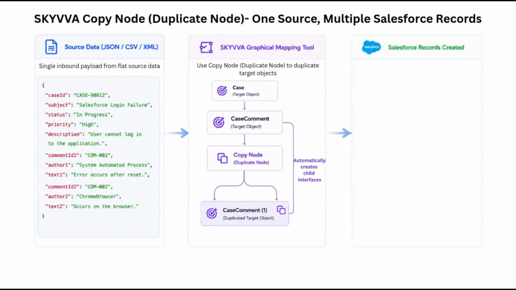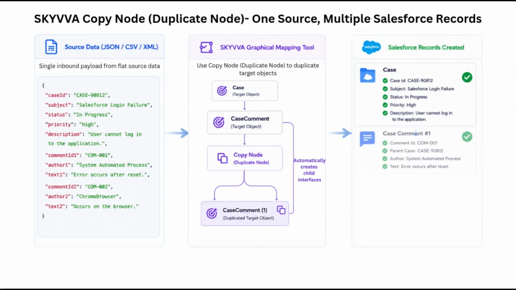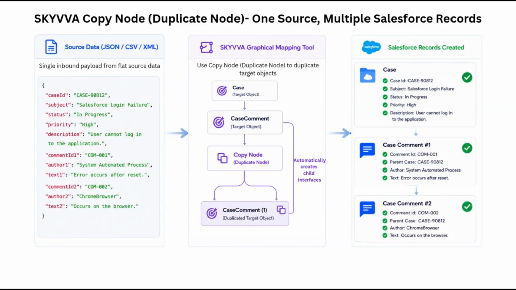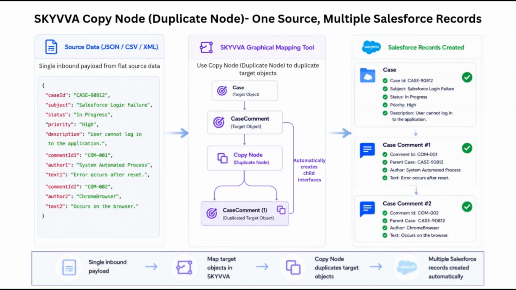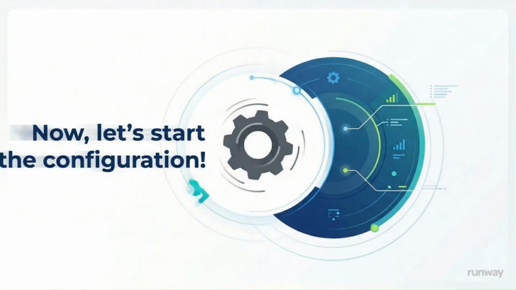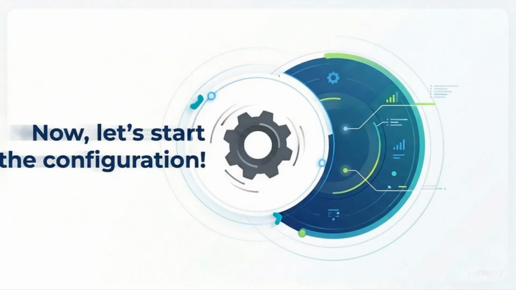On the right, you can see the result in Salesforce. A single inbound payload creates one case record and multiple related case comment records. Each copy node generates its own Salesforce record automatically. This makes it easy to transform a single source record into multiple Salesforce records while keeping the mapping simple, reusable, and completely configuration-driven. Now, let's start the configuration.